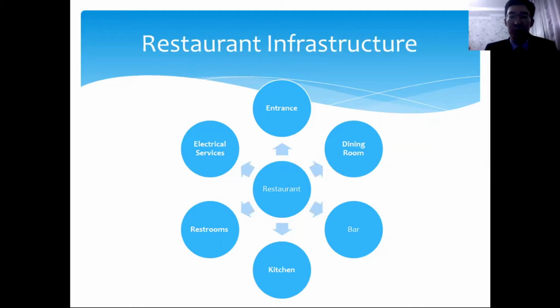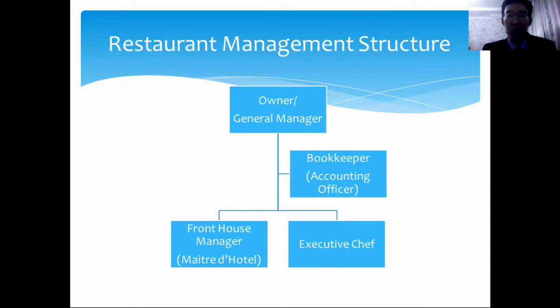The restaurant usually consists of several facilities like entrance, dining room, bar, kitchen, restroom, and electrical services. Bars are spaces that are not usually included in the restaurant, but some restaurants do have a bar, and that is a space that attracts a lot of attention and is designed to provide extra service.